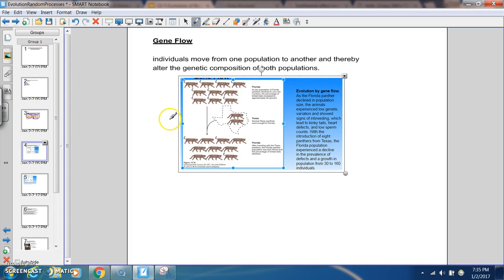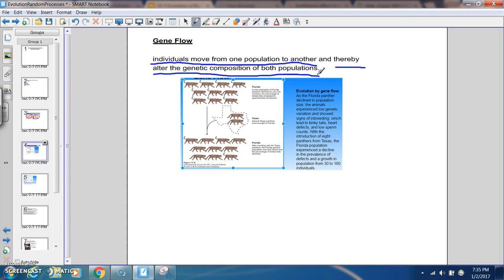The second type of random process is called gene flow. Gene flow occurs when individuals move from one population to another population. What happens is the population that they left changes in genetic composition, and then the population that they're going to changes as well because of their presence. A perfect example of gene flow that includes human influence and conservation biology, quite honestly, is the Florida panther.